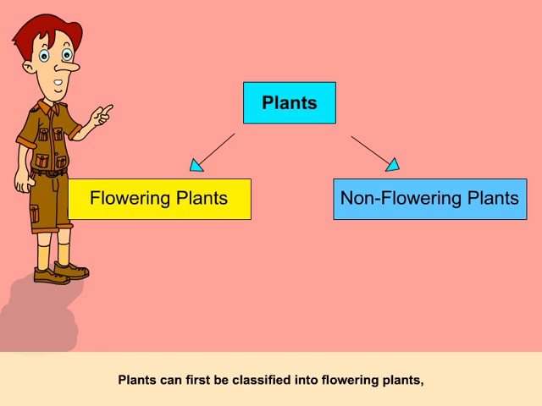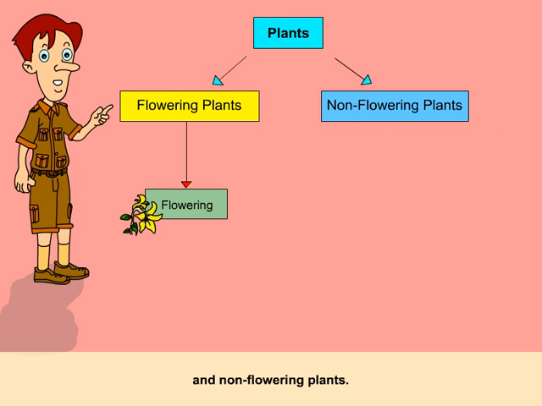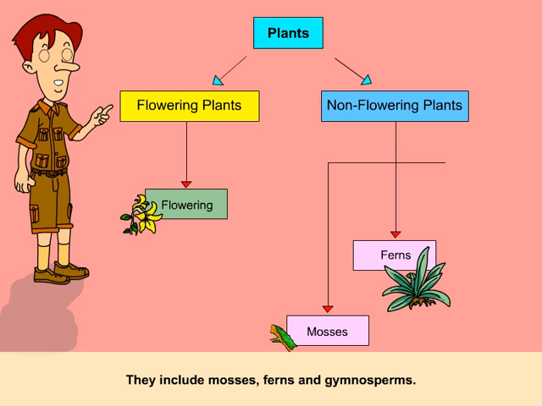Plants can first be classified into flowering plants and non-flowering plants. Flowering plants are plants that produce flowers, such as the orchid and balsam plants, while non-flowering plants are plants that do not produce flowers. They include mosses, ferns, and gymnosperms.